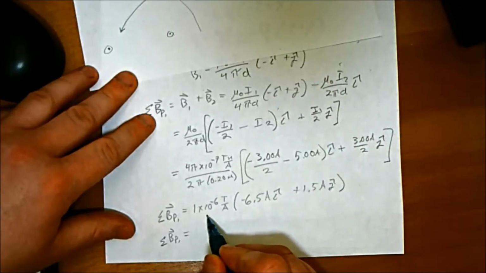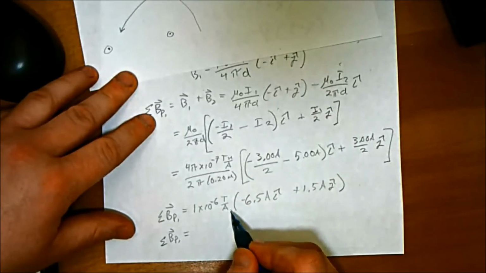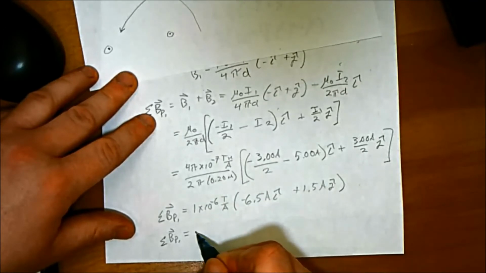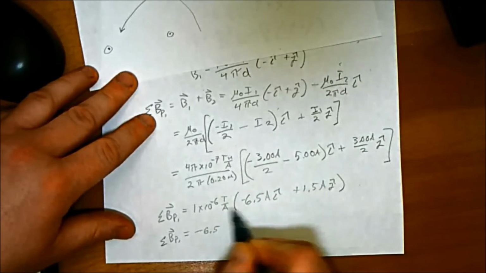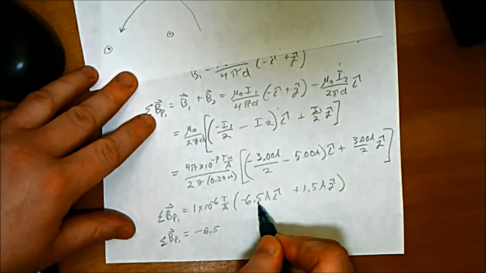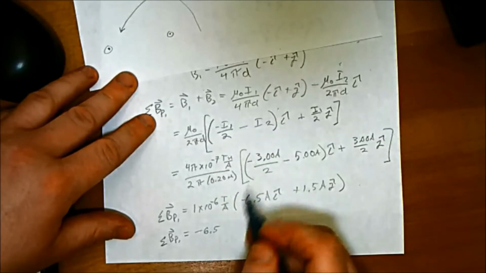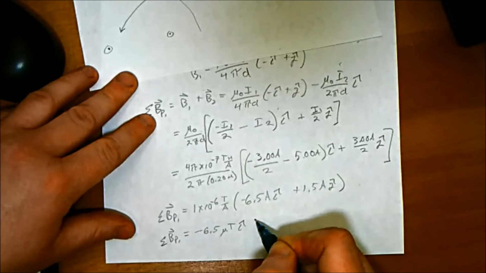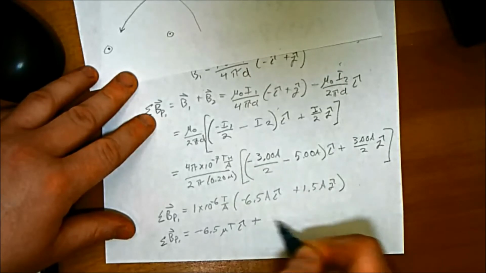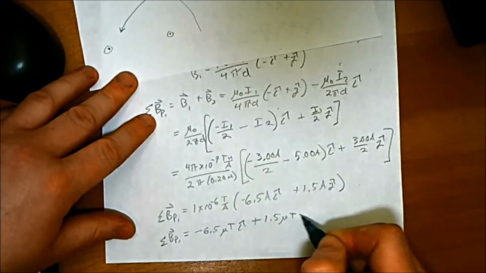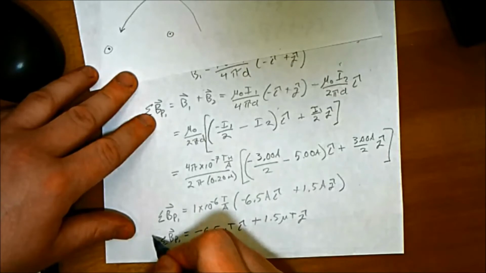Okay, so you've got 1 times 10 to the negative 6 Tesla per amp times these two components. So that gives you negative 6.5. So this math is easy. 6.5 times 10 to the negative 6 Teslas, or micro Teslas, I hat, plus 1.5 micro Tesla, again same thing there, J hat.